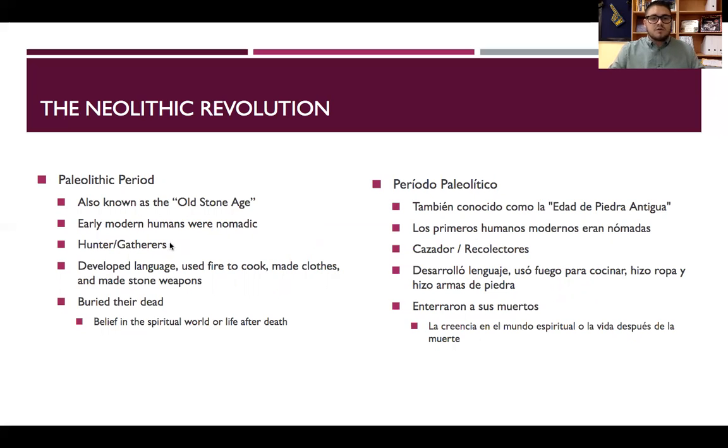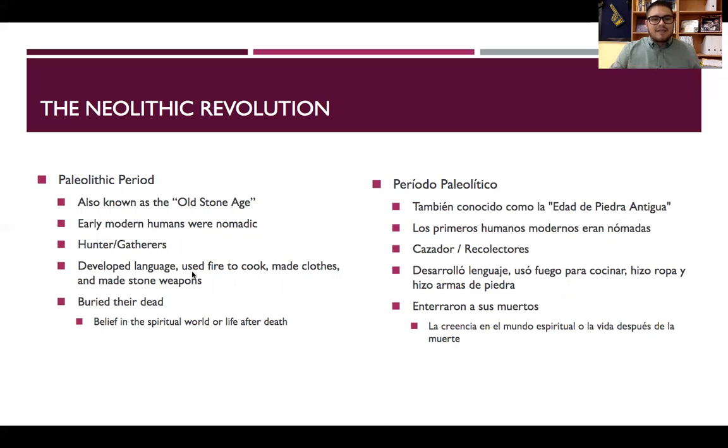Early modern humans were very, very nomadic. Now, what does that mean? Early humans didn't have homes. What they would do is they would go from location to location and consume whatever resources were there. Once those resources ran out, they would move on to the next place, right? So early modern humans were very nomadic.